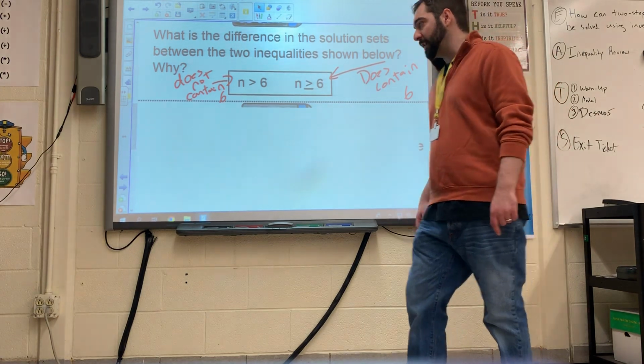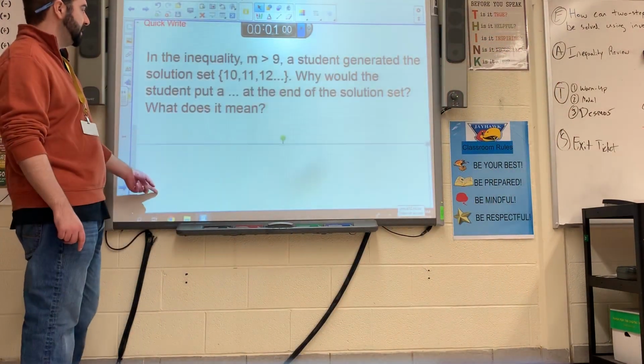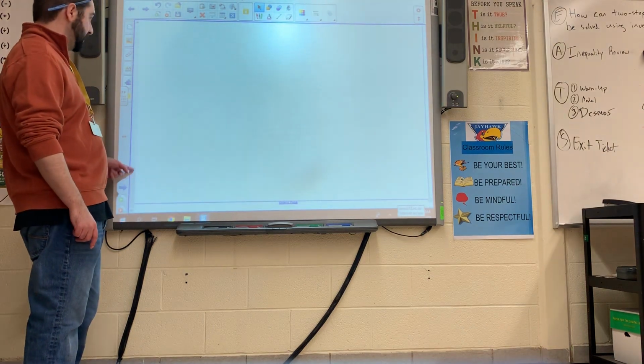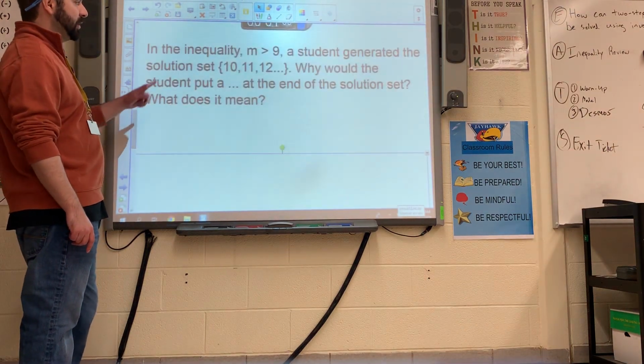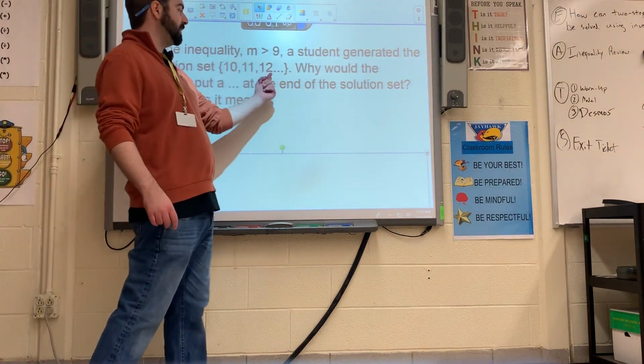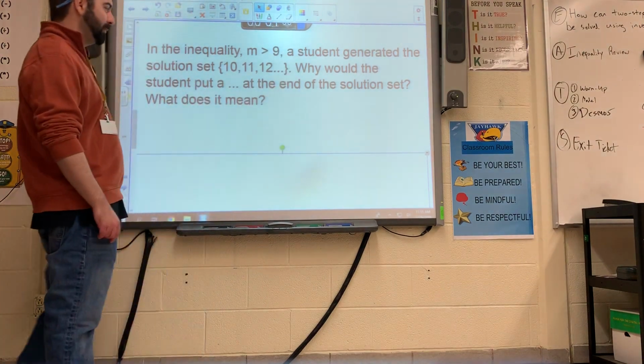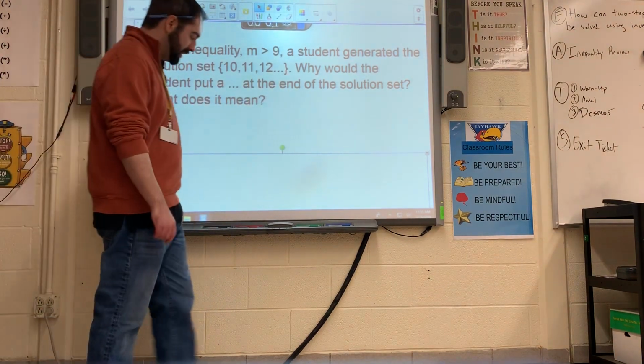Another quick write we're going to have here, again, just copy down notes, or you could use some independent thought to answer this. In the inequality, m is greater than 9. A student generated the solution sets 10, 11, and 12, and so on. Now, I already kind of mentioned this in this video. Why would a student put the dots at the end? What do those dots mean?